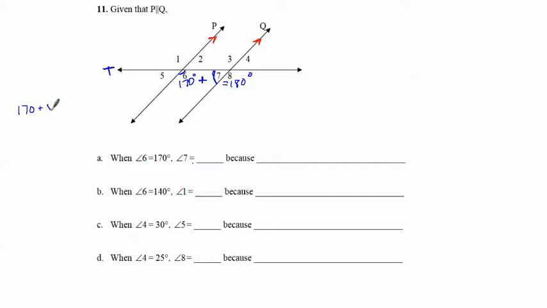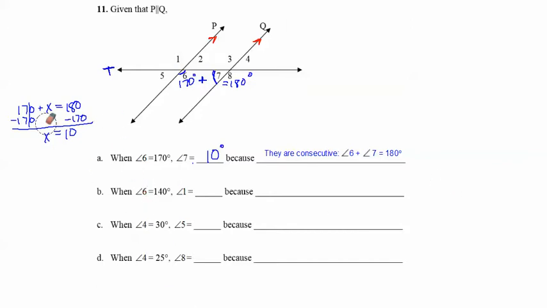170 plus whatever measure of angle 7 is 180. So if you subtract 170 from both sides, some people might have just done this 180 minus 170 to figure out the answer. X is 10. So that's what we put here. Measure of angle 7 will be 10 degrees. Why? Because they are consecutive. So measure of angle 6 plus measure of angle 7 is equal to 180.